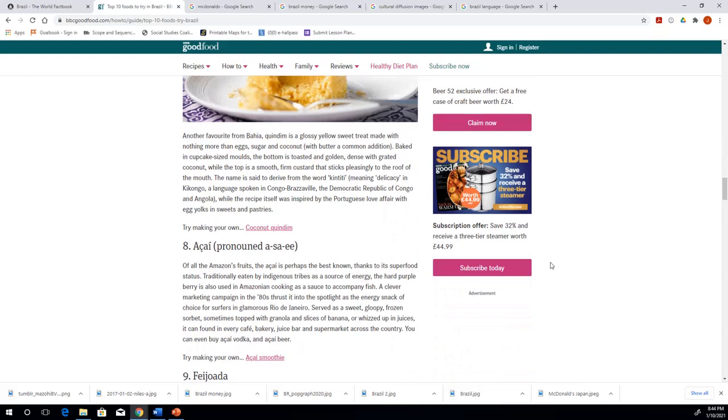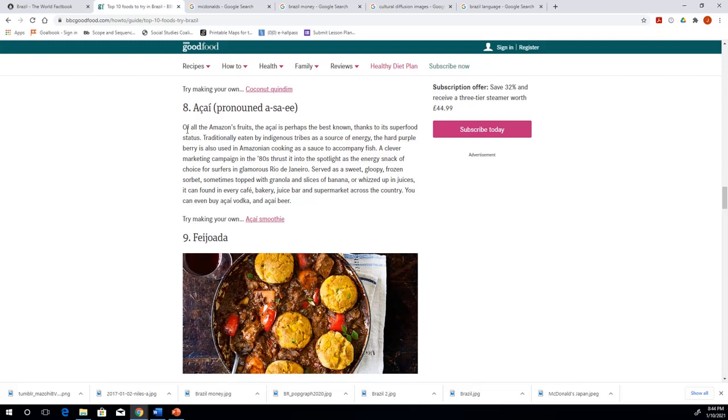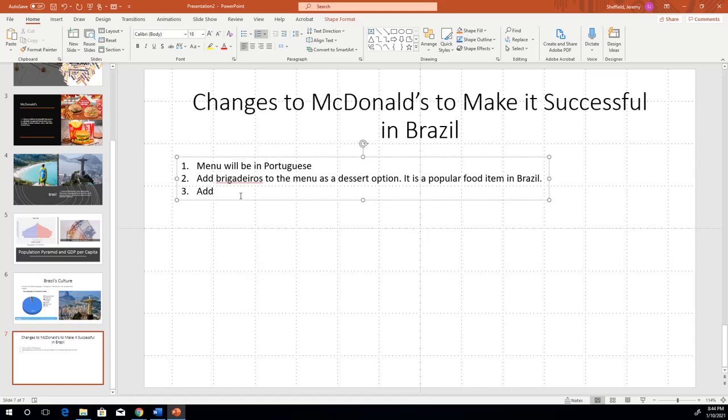The acai, right? It's one of the fruits from the Amazon. It's considered a superfood. It's a hard purple berry, and it's used sometimes in the United States. It's great for sorbet, so kind of a dessert type thing. We usually see it topped with granola, slices of bananas. And so that could also be something potentially. Add an acai. So they could do the acai parfait. Of course, I spelled parfait wrong as well.